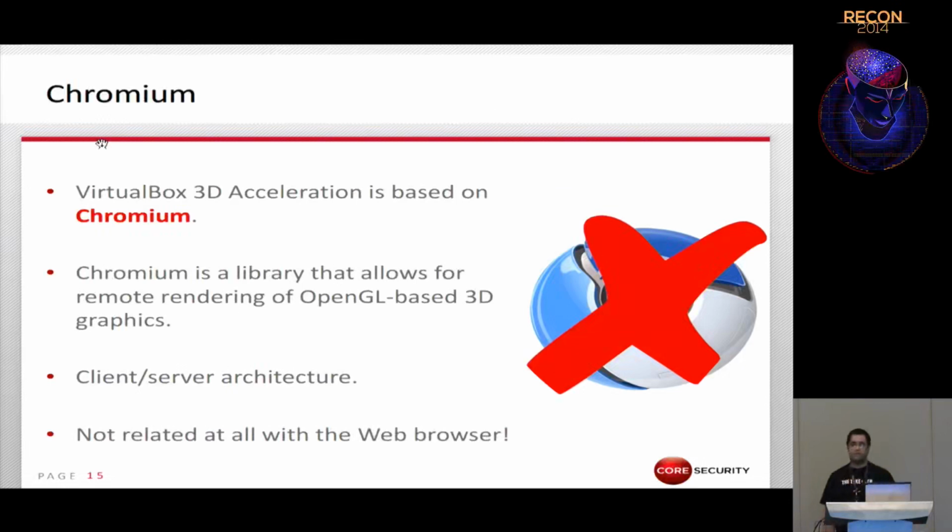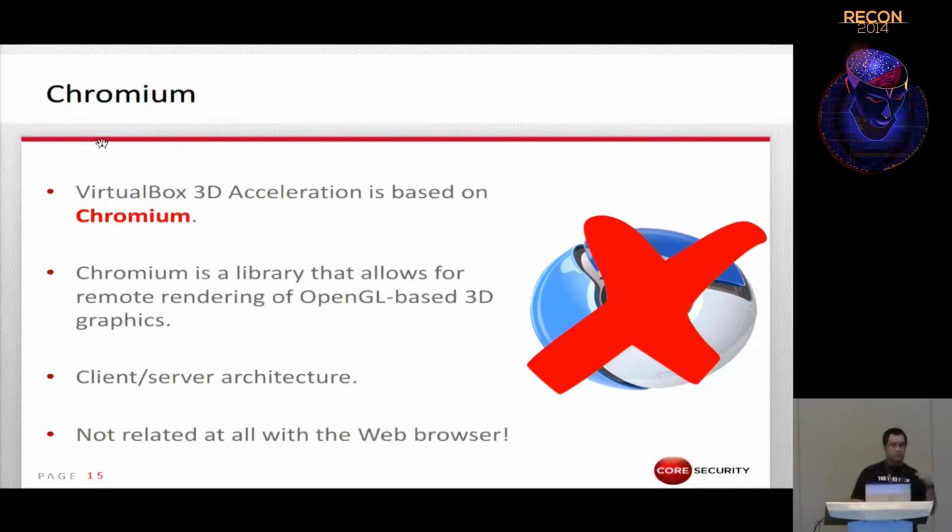So, the Chromium library. VirtualBox uses a library called Chromium in order to provide this 3D acceleration feature. Chromium is an open source library which is not related at all to the famous web browser, and the purpose of this library is to perform remote rendering of OpenGL 3D graphics. This library has a client-server architecture. A Chromium client is an application trying to render OpenGL graphics inside the virtual machine, while the Chromium server runs on the host side in the context of the hypervisor.